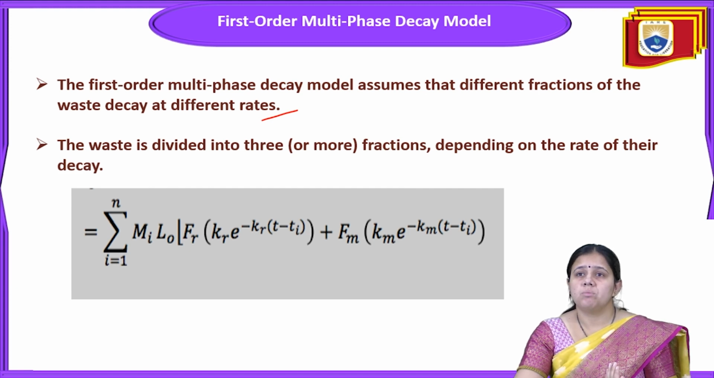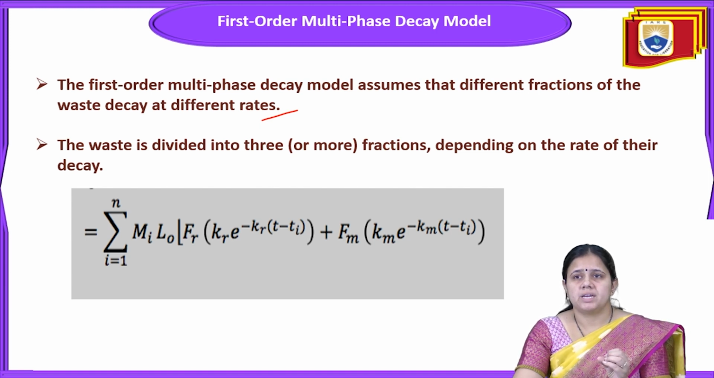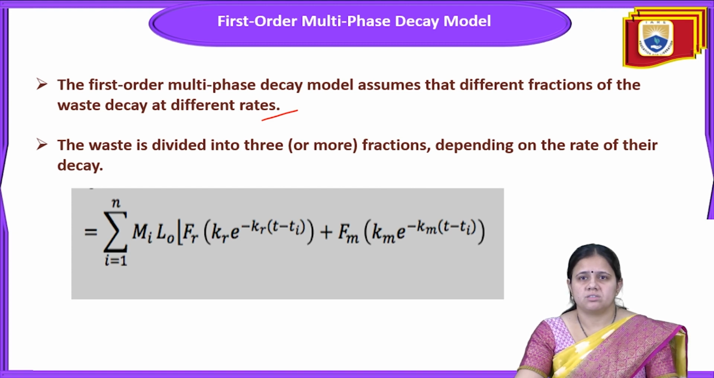So in this decay model, the first order reaction is a multi-phase decay model, and it is assumed that the different fractions of the waste will decay at different rates. The waste is divided into 3 or more fractions, depending on the rates of their decay.